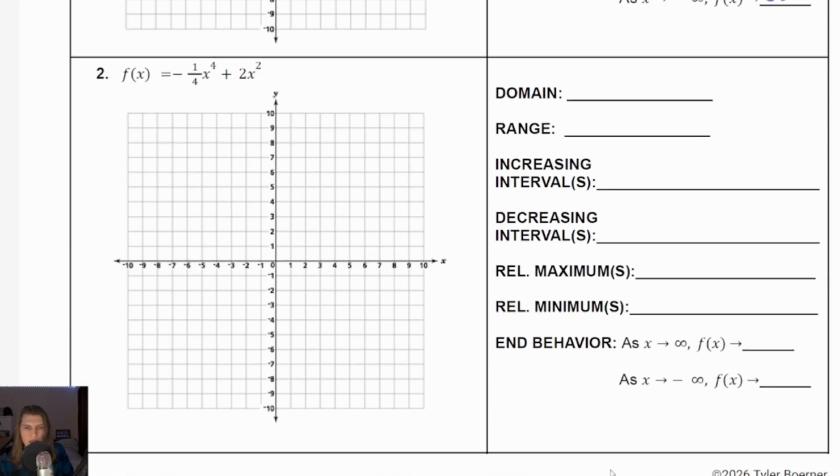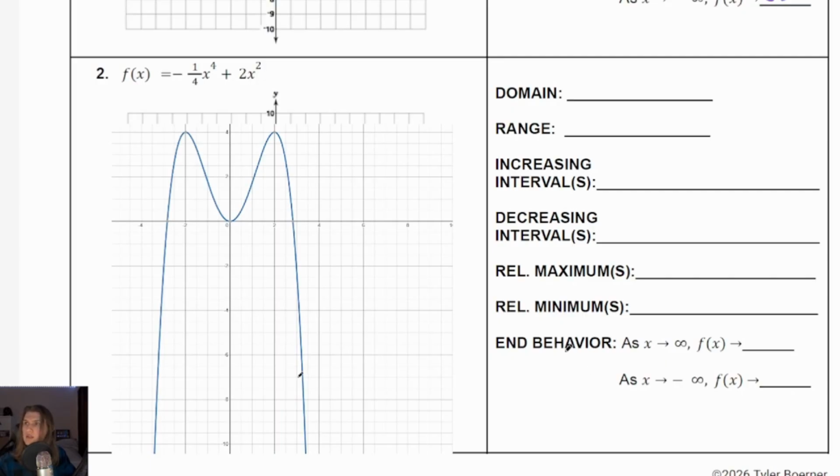So our second graph, I'm just going to pull it up real quick, and we have negative 1/4 x to the 4th plus 2x squared. So if I put that up, that is this graph.